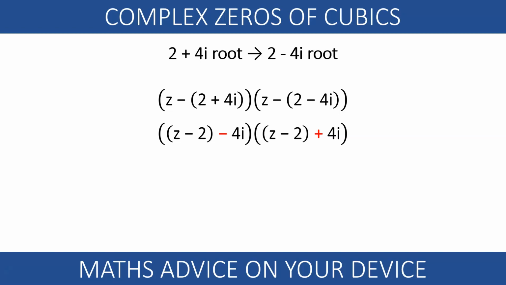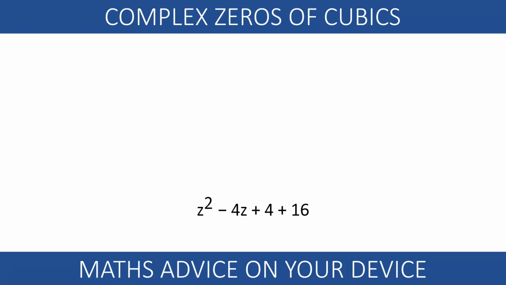This is easier because it is the sum times the difference of z minus 2 and 4i, which equals the difference of the squares. The square of z minus 2 is z squared minus 4z plus 4, and the square of 4i is negative 16. The quadratic with complex conjugate roots is z squared minus 4z plus 20. Notice, as expected, that all the coefficients are real.